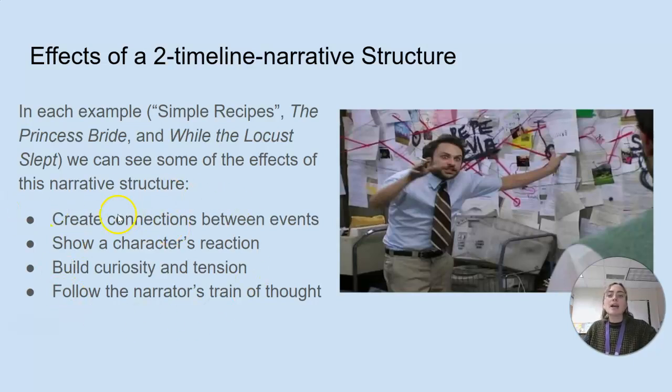So these are some of the effects of the two-timeline narrative structure. And now as we read chapters 4 and 5, it's your job to keep track of which timeline we're in as we read. Good luck.